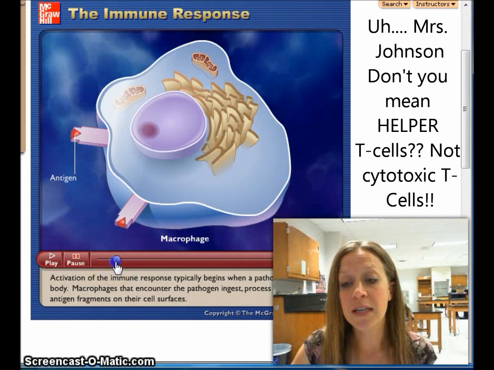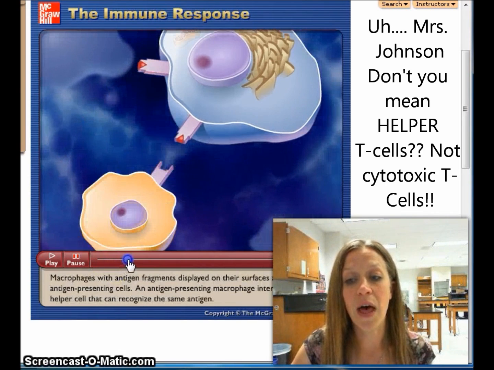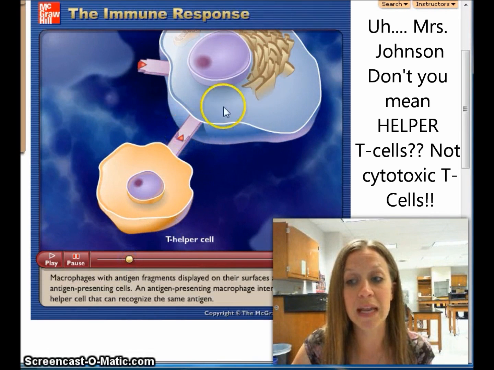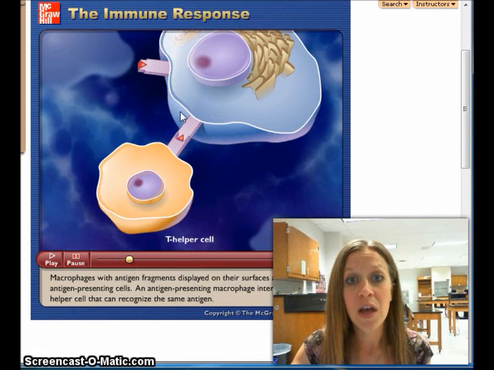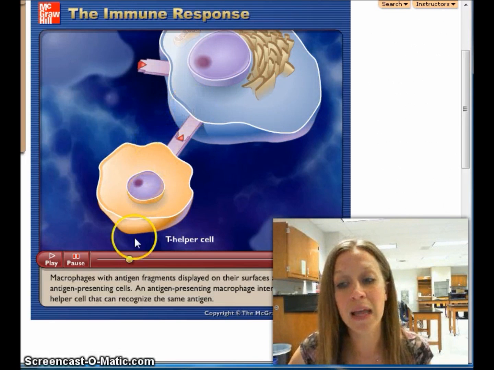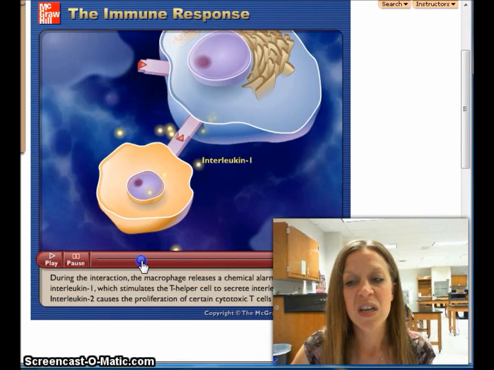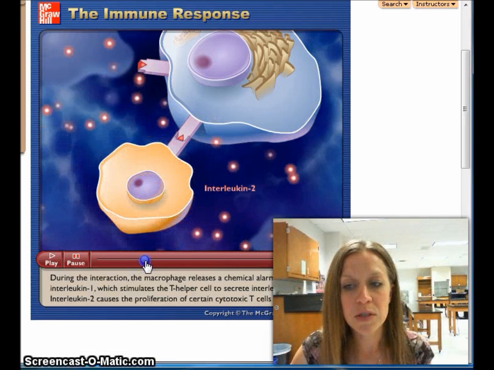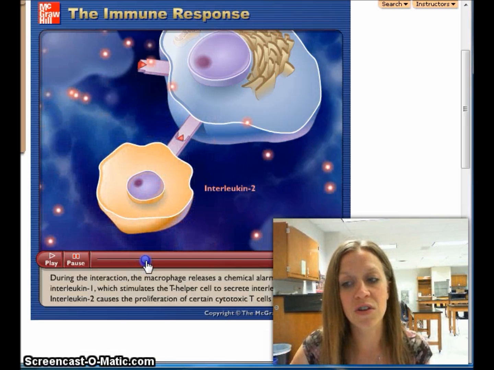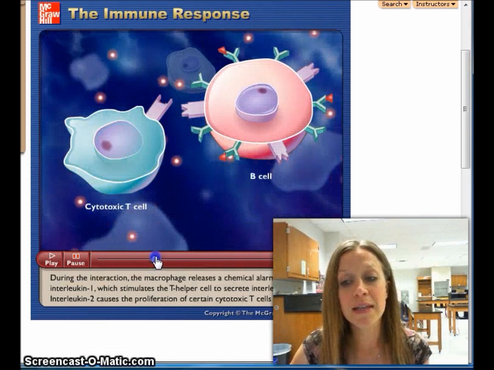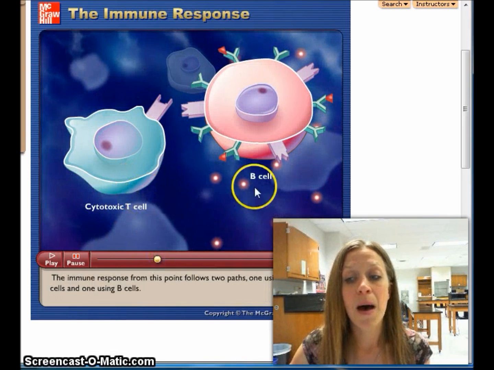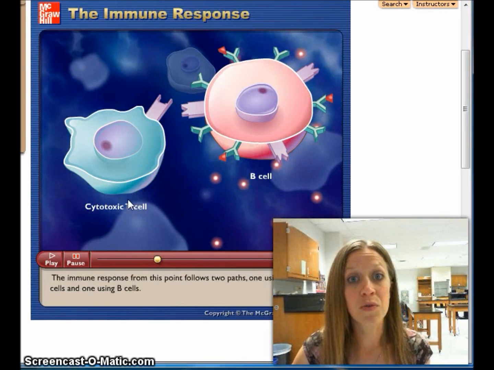The helper T cells, just another little helper cells, they come and they read the macrophage and they're like, oh look, that pathogen is in our body. That's not good. And so the helper T cell releases some chemicals. You don't really need to know the names of those chemicals, but it releases some chemicals called interleukins. And the interleukins stimulate B cells and T cells to reproduce.